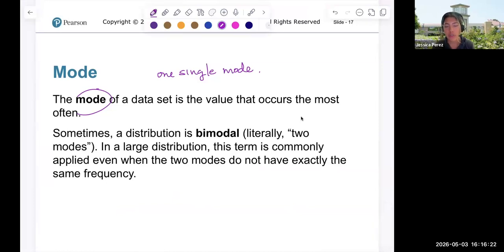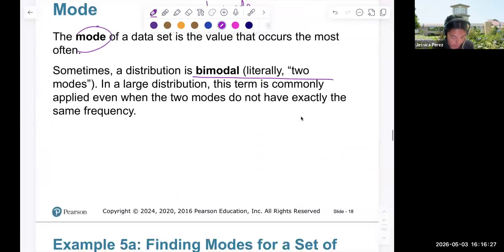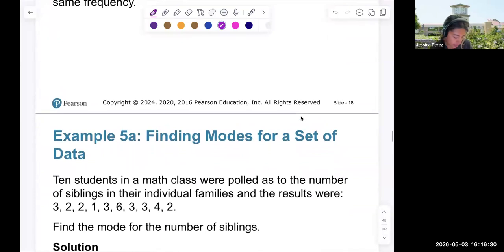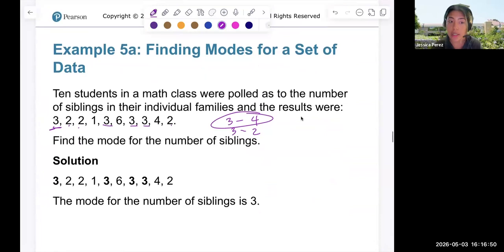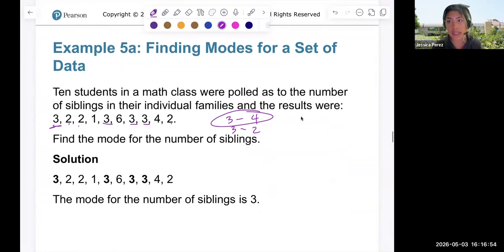But what happens if in a distribution you have more than one mode? That means you're bimodal. For example, you have 10 students in a math class. See who dominates. There's 3 4s, and then there's 3 2s. So who dominates? The 3, the number of siblings. Which data value shows up the most? You can have two data values that show up the same amount of times, or no repeats. If there are no repeats, that means you do not have a mode.